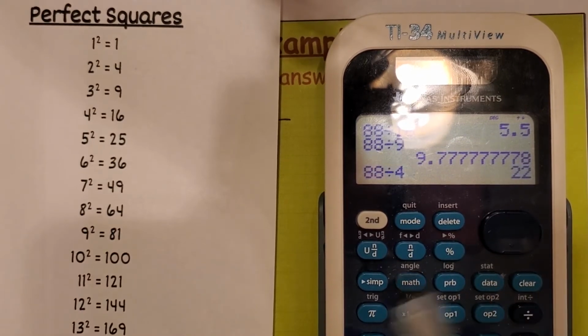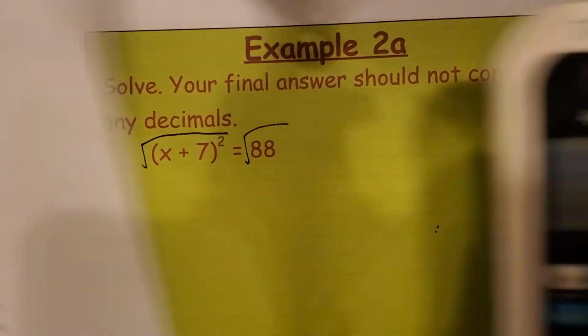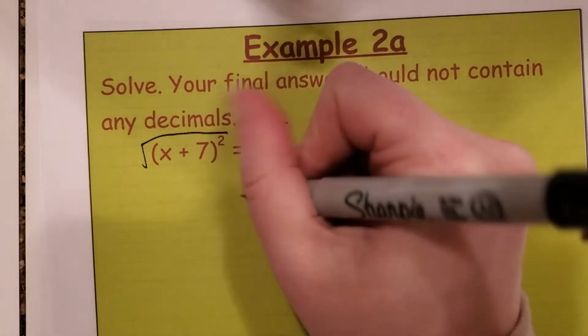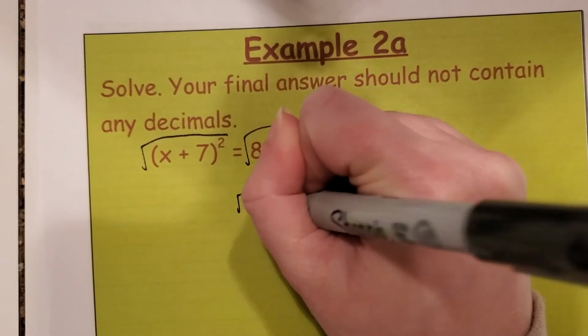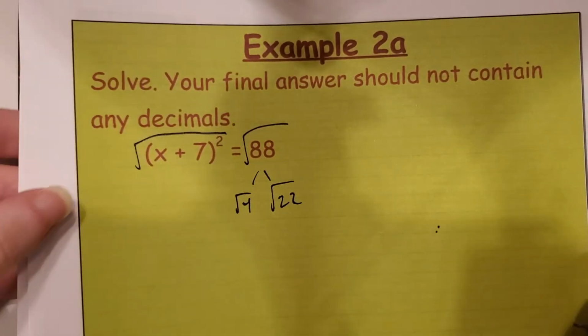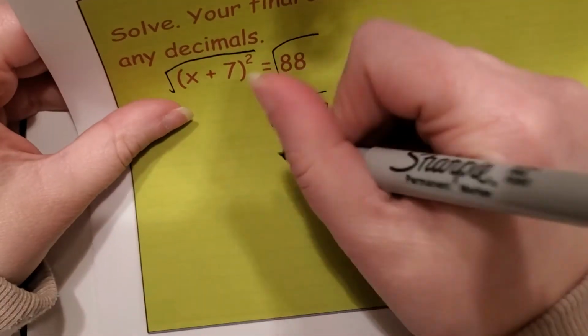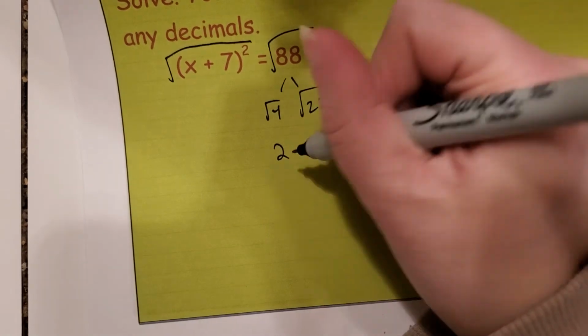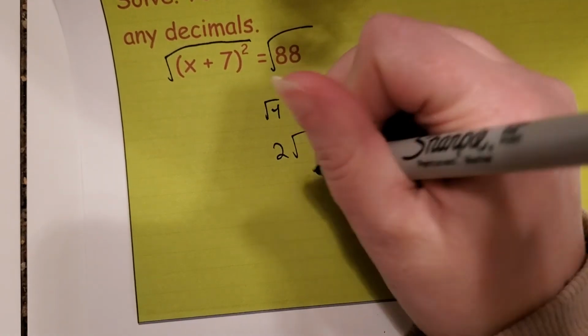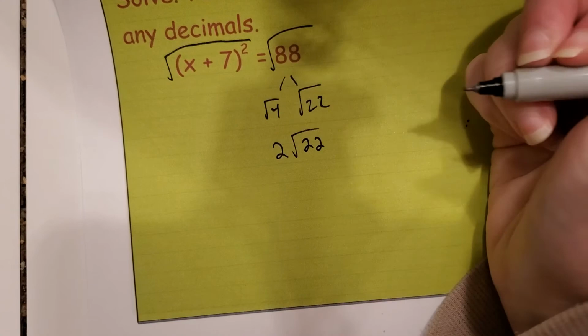Okay, there it is, 4 and 22. So the square root of 88 breaks down into the square root of 4 and the square root of 22. 4 is your perfect square. It's 2. We can't continue with 22. We did this all in one go, so we're going to leave it as the square root of 22.